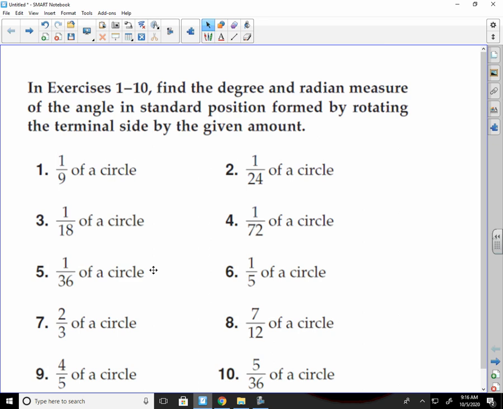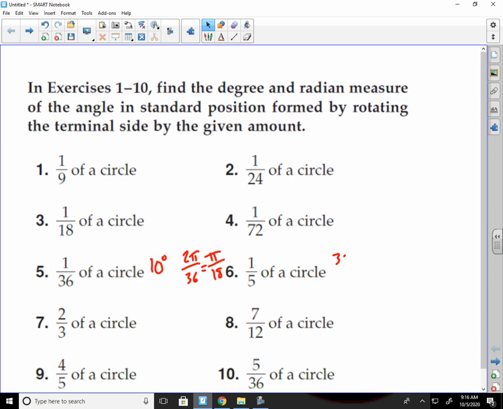Number 5, 1 over 36. 360 times 1 is 360 divided by 36 is 10. That's 10 degrees. Next one, 2 pi over 36, that reduces to pi over 18.